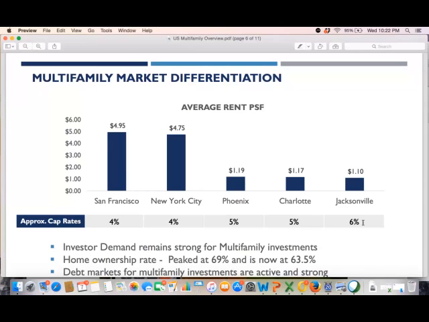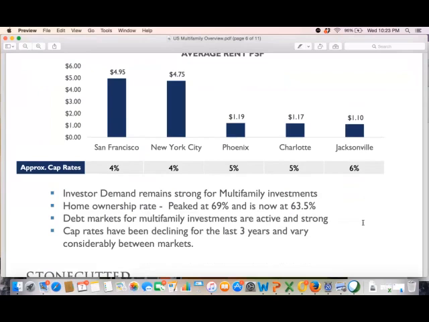And then there's what I would call a tertiary market. I highlight Jacksonville here. There are levels below that, of course, but in much of the Midwest, in these secondary and tertiary cities, you're not going to get major pension funds or sovereign wealth funds coming in and buying. At least, I haven't seen that. But you will get larger opportunity funds, and you'll get individual investors. But across the board, investor demand remains strong. We're seeing tailwinds in all of these cities, from the home ownership rate. I already touched on debt markets, and cap rates have been declining.